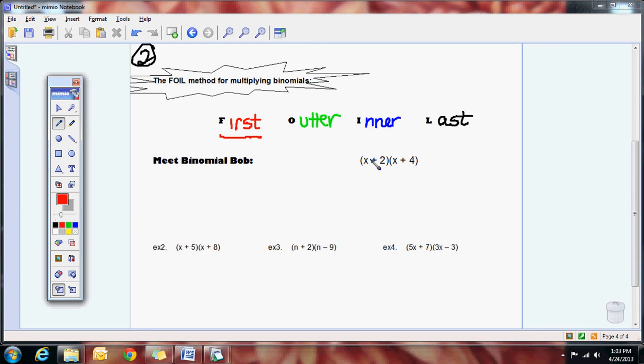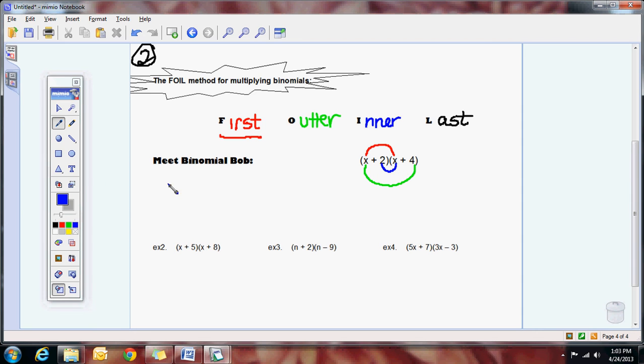So the first 2 terms would be the first term in this binomial times the first term in this binomial, so the x and the x. Then we go to the outer 2 terms, so we have the x and the 4. Those are on the outside. Then the inner 2 terms are the 2 inside terms. And the last are the last 2 terms in each binomial, so 2 here and 4 here. So as you see, I distributed 4 different times.